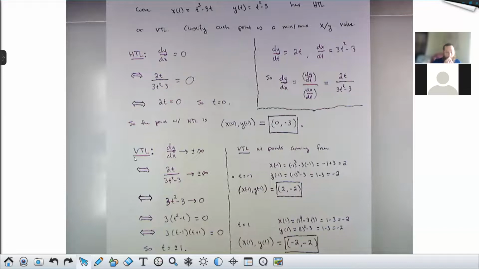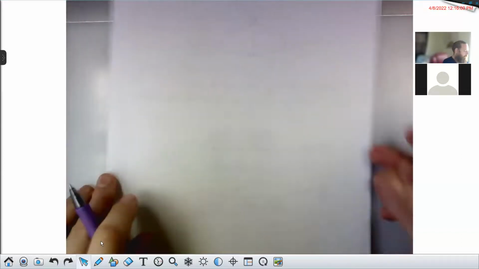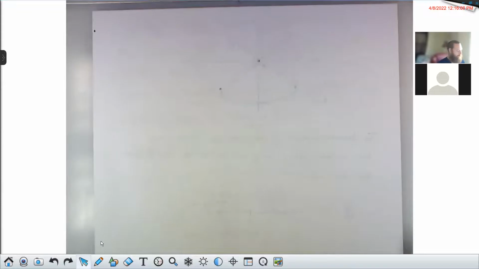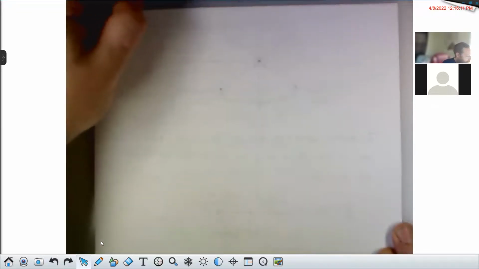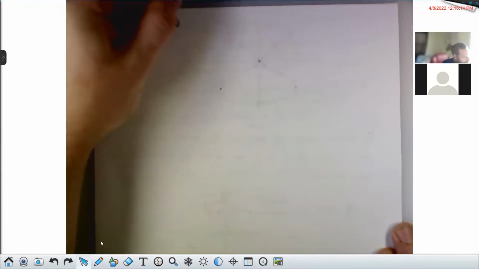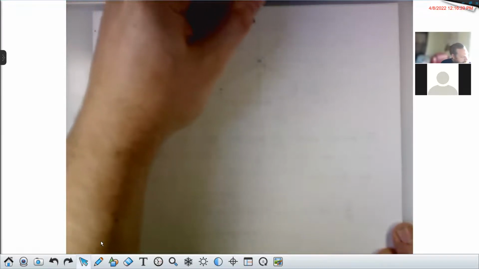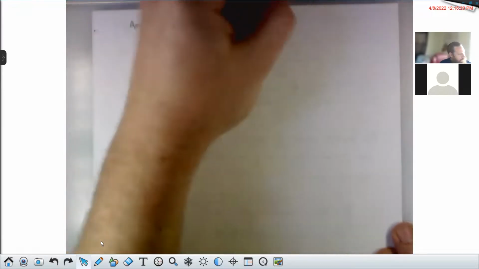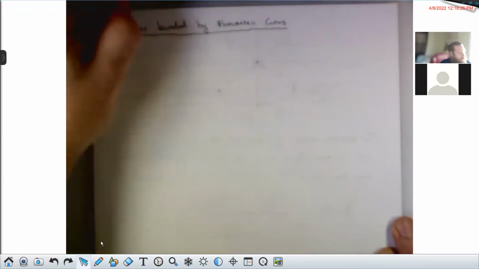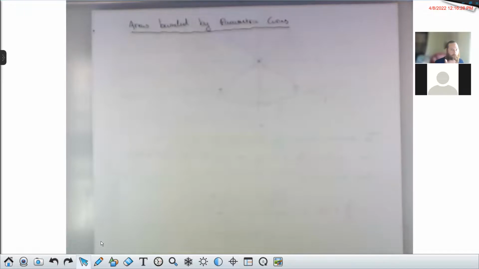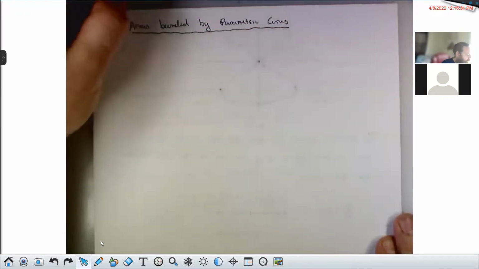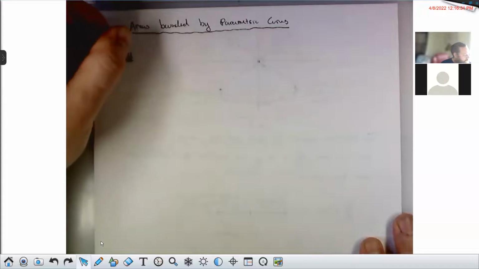Okay. The last thing I want to talk about here today are areas bounded by parametric curves. And I want to very briefly sort of revisit what you learned in Calc 1 about finding areas using integrals so that we can generalize it.